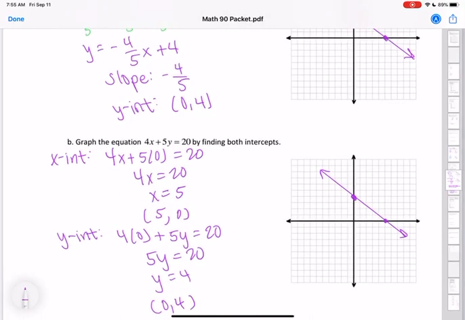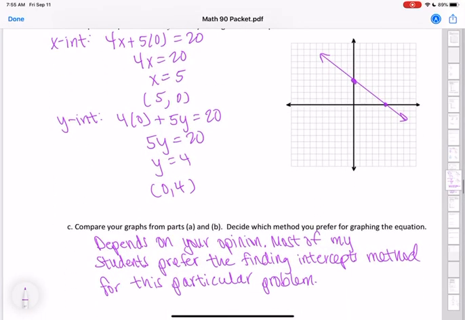And then which method do you prefer? It's totally your opinion. Most of my students in this particular one, they like the intercepts method just because it was so clean, the zeros just wiped it out and it was just a simple little division. Okay, but it's totally up to you, whatever you prefer.